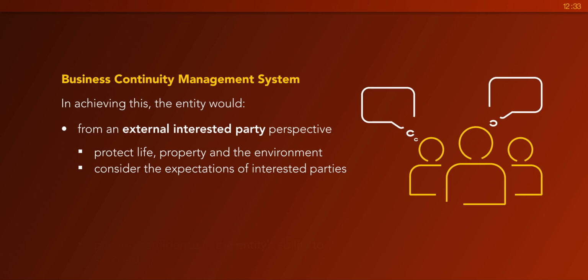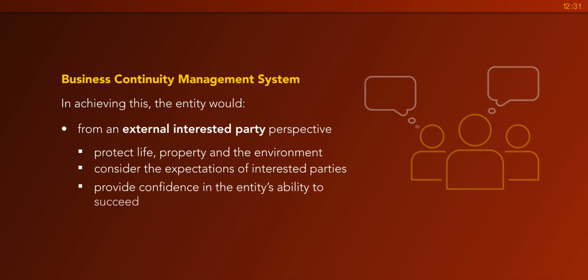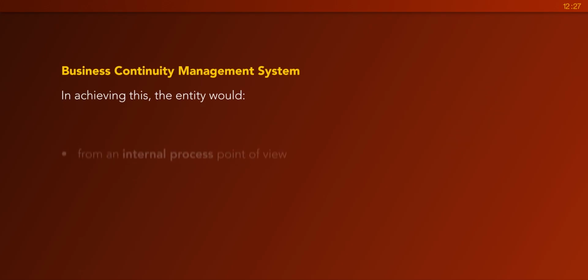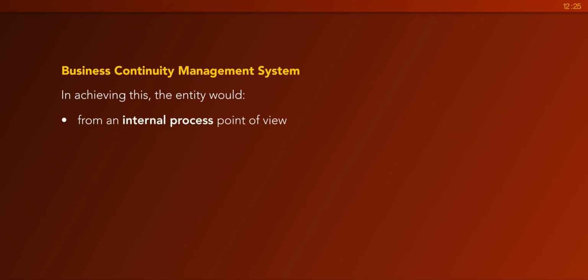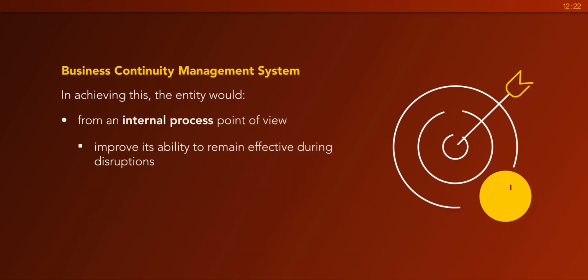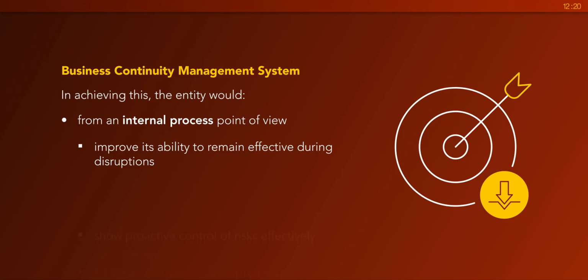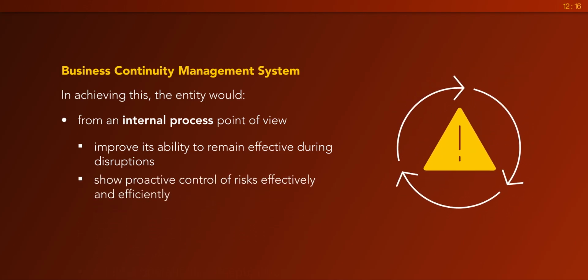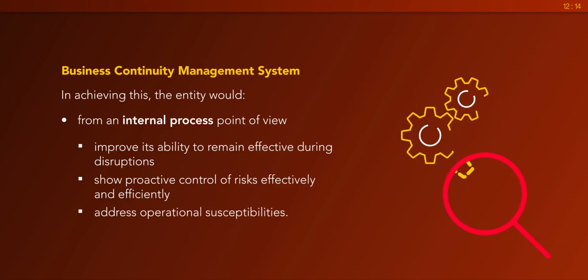Consider the expectations of interested parties, and provide confidence in the entity's ability to succeed. And finally, from an internal process point of view, improve its ability to remain effective during disruptions. Show proactive control of risks effectively and efficiently, and address operational susceptibilities.